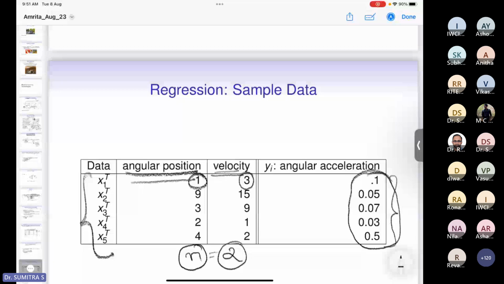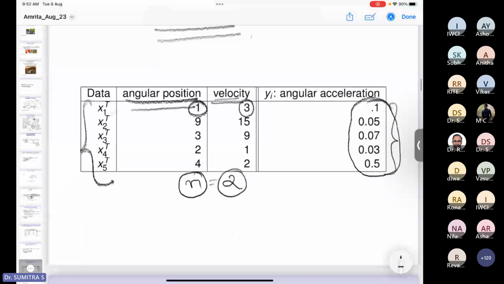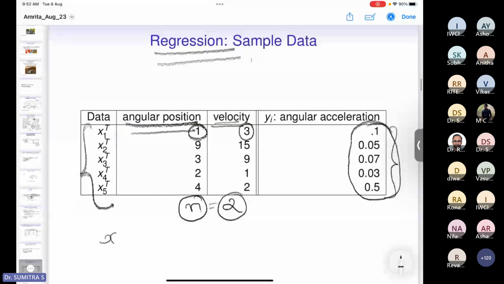It is uncountable. If the xy is looking like that, we call it a regression problem. After extracting this information, when we give a new data with only the angular position and velocity, it has to give me the angular acceleration. So this is the objective.